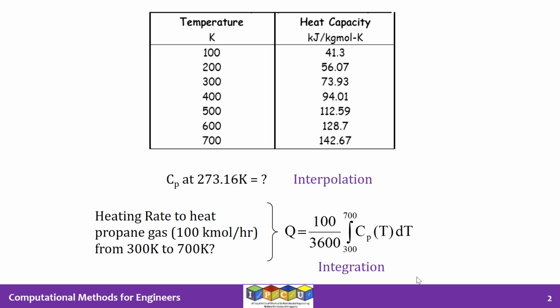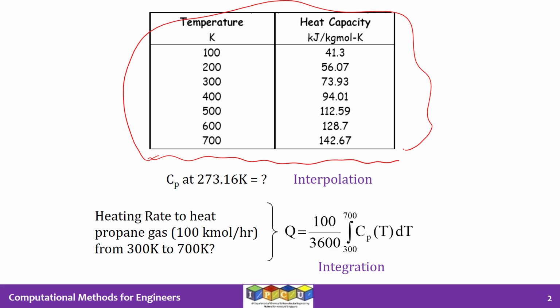Oftentimes, data is given to us in the form of a table like this. And we will have problems to solve. For example, two such problems are listed in this particular slide. So given this data set, we are asked to find out what is the value of Cp at a certain temperature. Now this table, as you can see, gives many values of temperature and the corresponding Cp values, right?